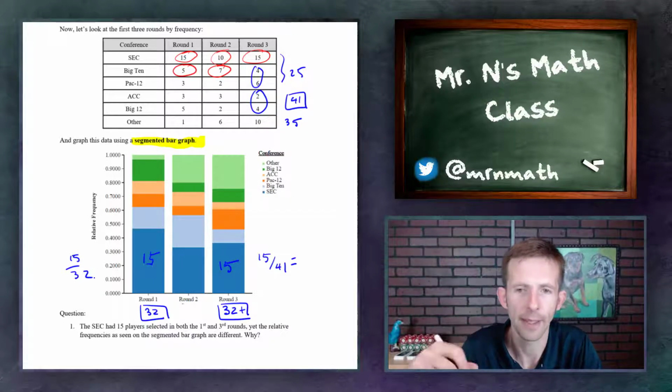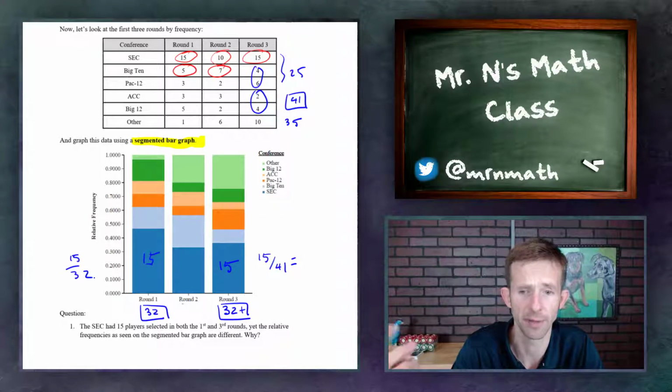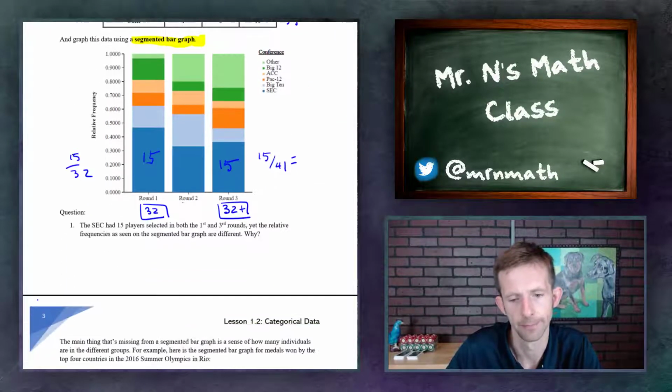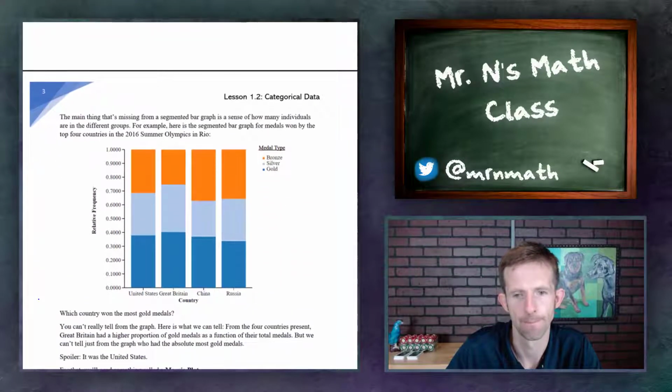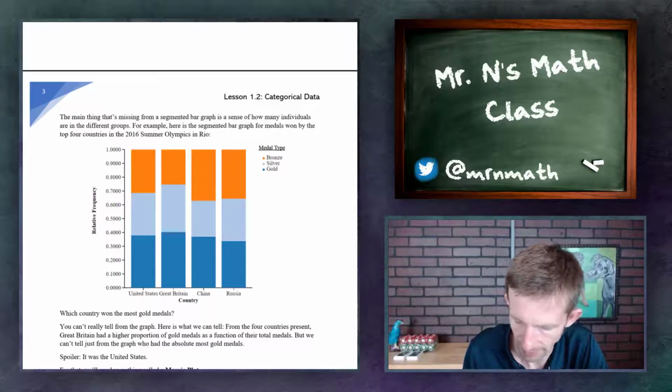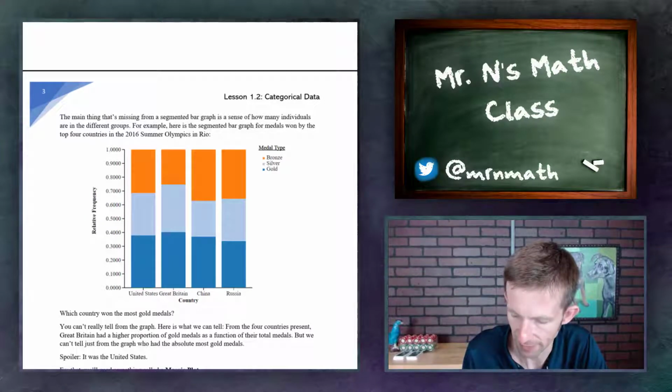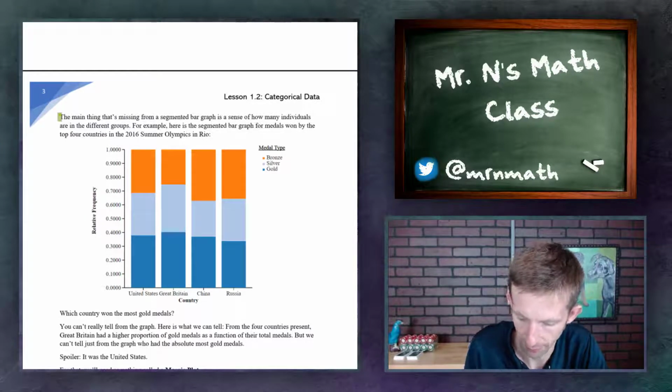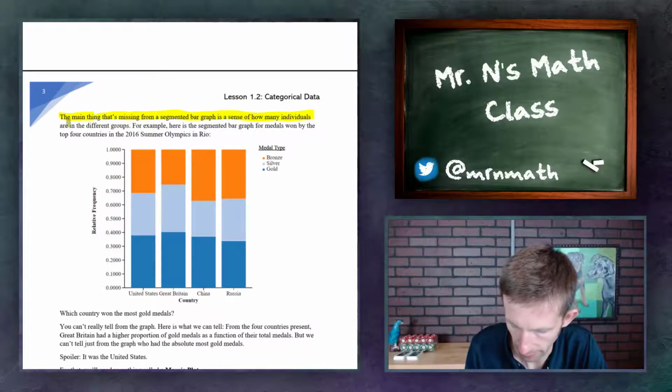So you can't tell how many players or how many data points are in each segmented bar graph. All you can compare is the relative frequencies, and that's the important thing. So that's what this says. The main thing that's missing from a segmented bar graph is a sense of how many individuals are in the different groups. That is a very, very, very important thing to consider.